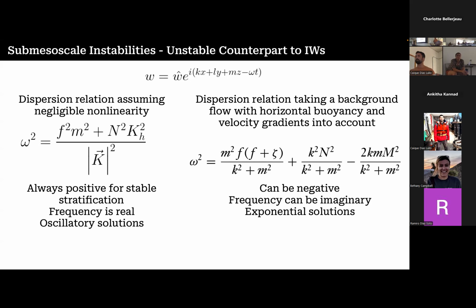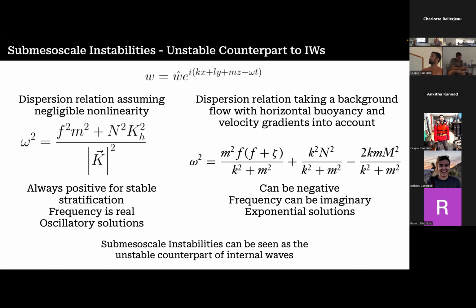What is capital M? Capital M is the buoyancy gradient. So M squared is the magnitude of the horizontal buoyancy gradient. And so by looking at this from the dispersion relationship, we can really see that submesoscale instabilities are just the unstable counterpart to internal waves.